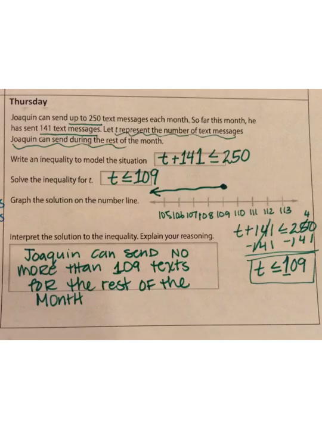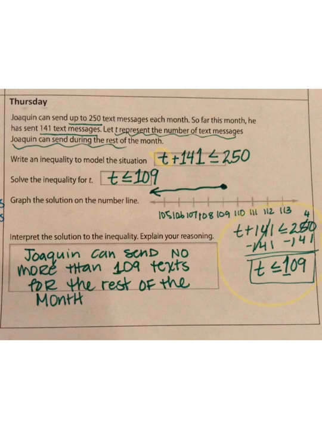Okay, so important information. Let T represent the number of text messages Joaquin can send during the rest of the month. So that's my variable. And he's already sent 141. So I took how many he has left, and we should add 141. And he can send up to 250. So that means he could send exactly 250 or less than that. So that's why I chose less than or equal to.